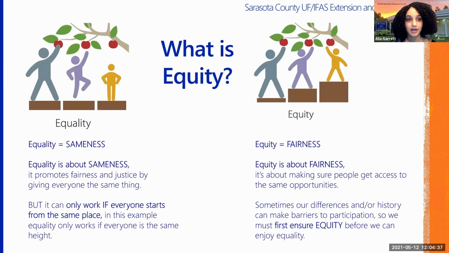And then on this next slide, there's another illustration with people trying to reach apples that they're picking. So equality is about sameness, and it promotes fairness and justice by giving everyone the same thing. But it can only work if everyone starts from the same place. So in this example, equality only works if everyone is the exact same height. Whereas equity is more about fairness, and that's making sure people have the same access to opportunities. So sometimes our differences in history create barriers to participation. So in order to have equality, we must first ensure equity.